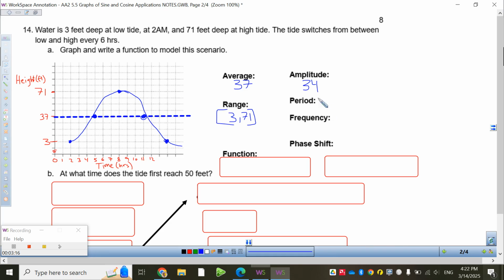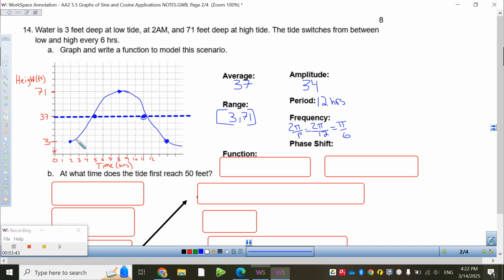The period is 12 hours, which will allow us to find the frequency, which is what we'll put in our formula. And our frequency is 2 pi over the period, so 2 pi over 12. And if we need the official formula here, it's 2 pi over the period. And that gives us pi over 6 as our frequency. And so that's what we're going to have in our actual formula. And then we need to figure out our phase shift.